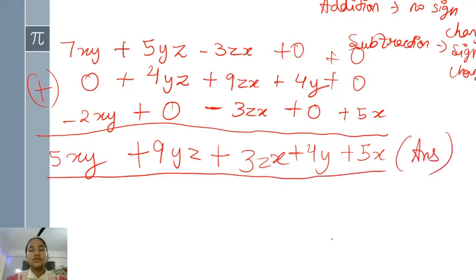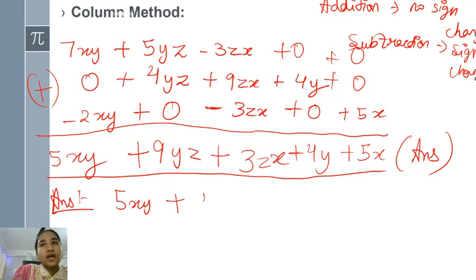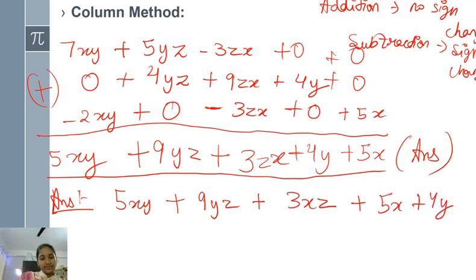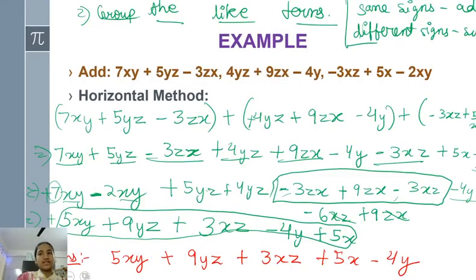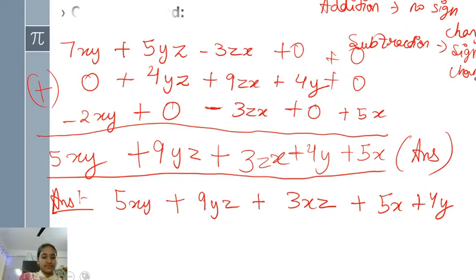Is it matching with the 5xy plus 9yz plus 3zx plus 4y plus 5x? Let me arrange it in its proper form. 5xy plus 9yz plus 3xz, anything is fine, plus 5x plus 4y. Is it matching with this? Yes, it's absolutely the same thing. So don't worry. You can apply any, but it'll be the same.